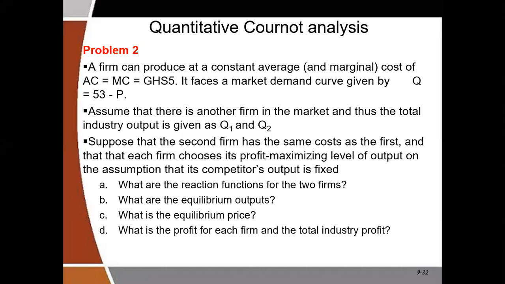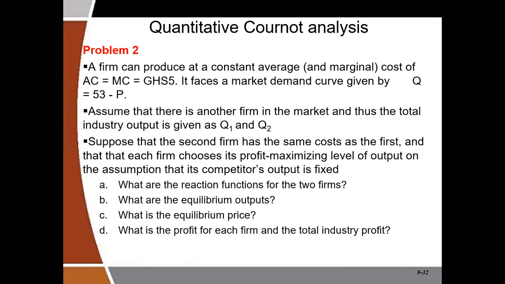Now, a requirement for this particular video is that if you have not watched the first video on Cournot, please do so, because this video is an addition to that video. And in this video, I'm going to solve further examples on the Cournot analysis.